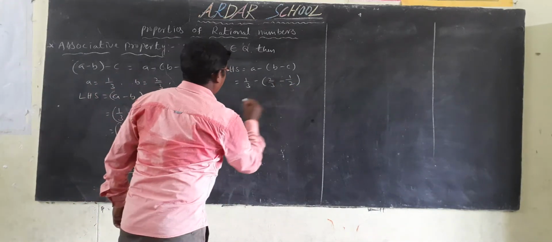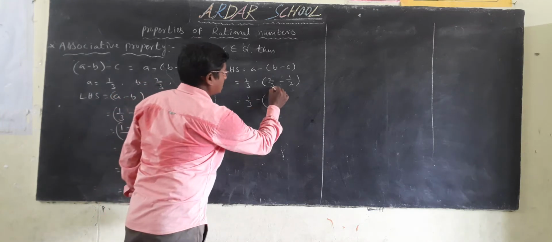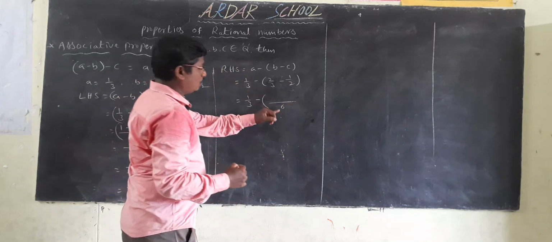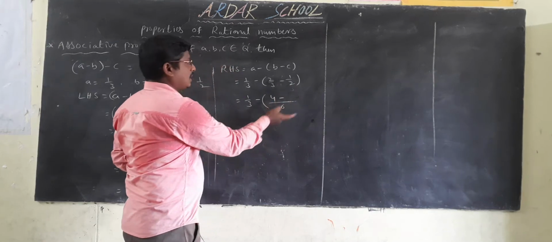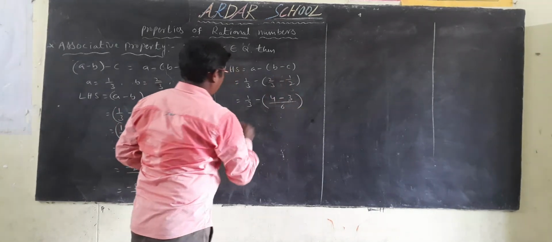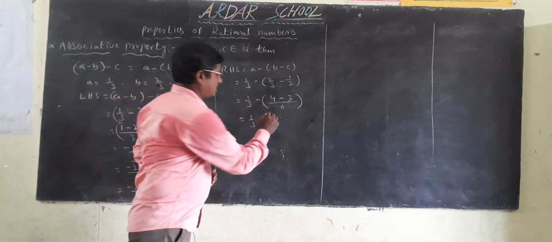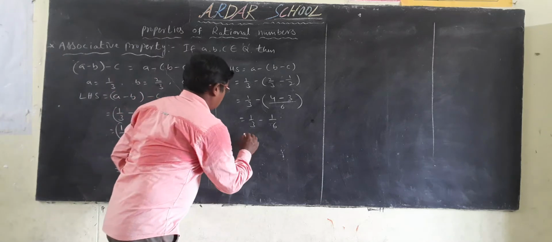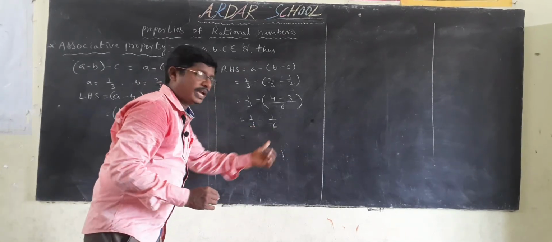First we have these two numbers: 1 by 3 minus, here the LCM of 3 and 2 is 6. 3 2s are 6, 2 2s are 4, minus 2 3s are 6, 3 ones are 3. That is equal to 1 by 3 minus (4 minus 3 is 1) by 6. Okay. Now we have to find the LCM of 3 and 6. What is the LCM of 3 and 6?